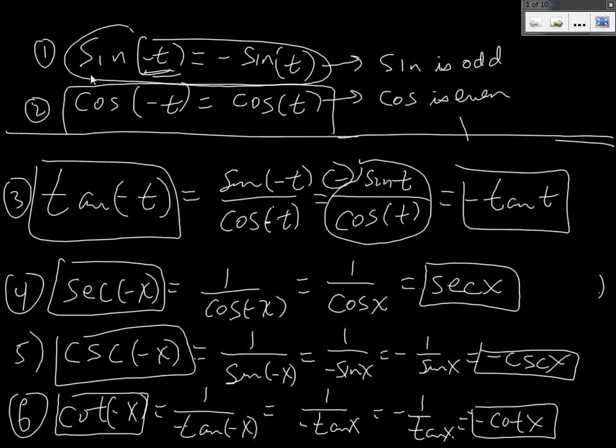Reciprocals of trig functions maintain their parity. If one trig function is odd, then its reciprocal will be odd. If a trig function is even, its reciprocal will still be even. The reciprocals maintain the same parity. And we have all 6, so that completes this video.